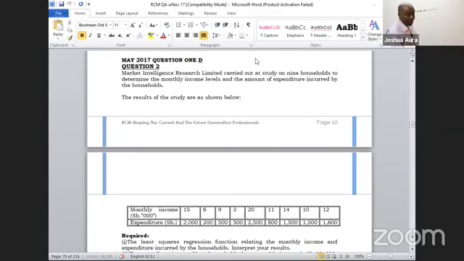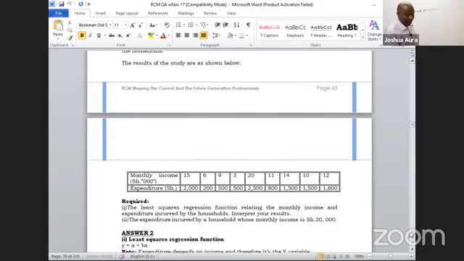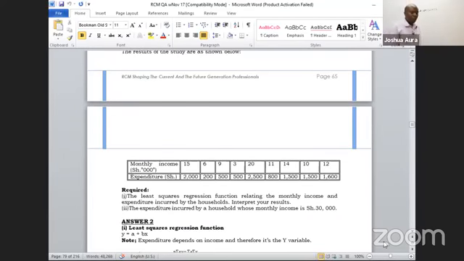that Market Intelligence Research Limited carried out a study on 9 households to determine the monthly income levels and the amount of expenditure incurred by the households. The results of the study are as shown below. So they have given us monthly income versus the expenditure. So then what do we have here? The least squares regression function relating the monthly income and expenditure incurred by the households. And then they want us to interpret our results.